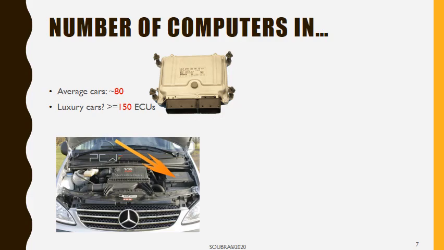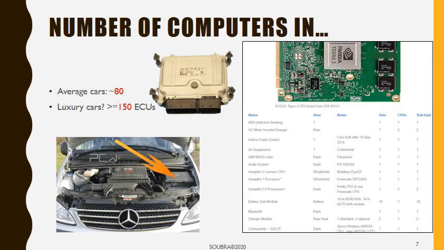And if we go to the high end of cars, we will have more than 150 computers. As an example, I gave you the spec of Tesla, where you can see the different functionalities in a car and the number of CPUs, so computers or processors, that are up and running in the car in order to provide the different functionalities.